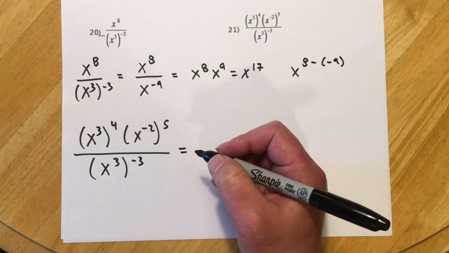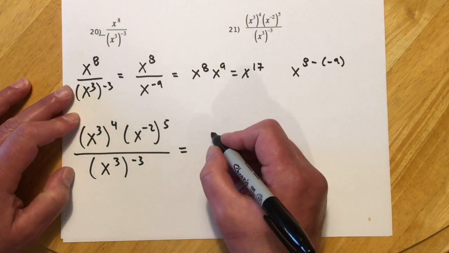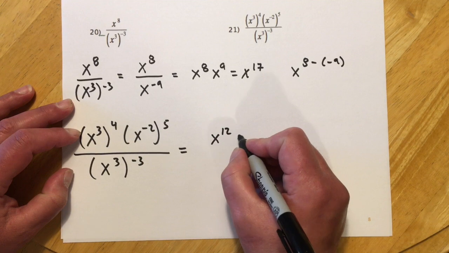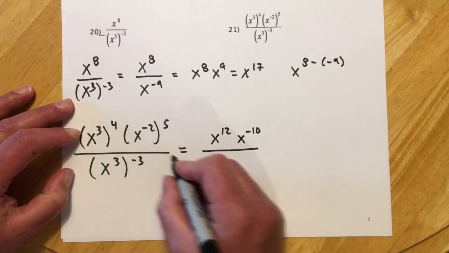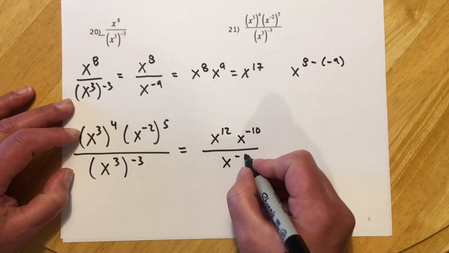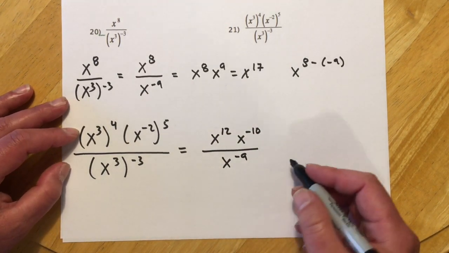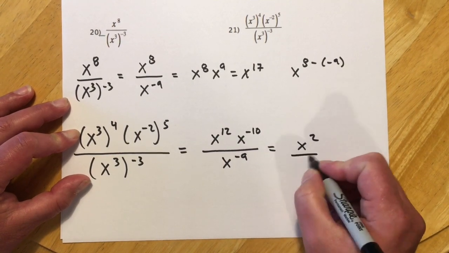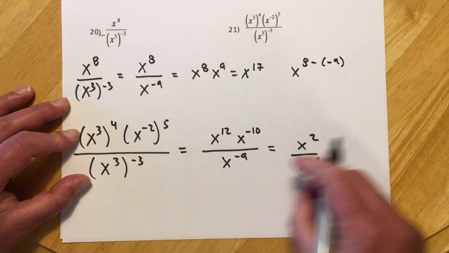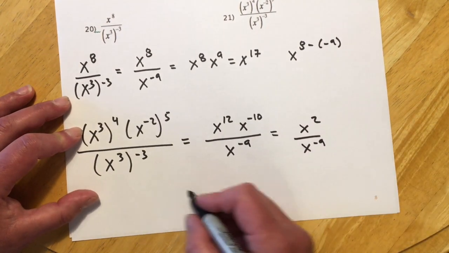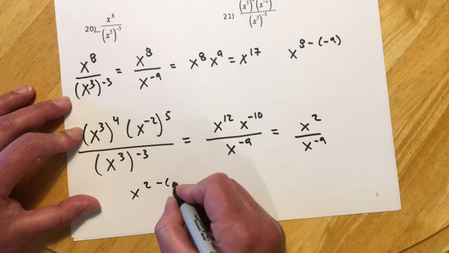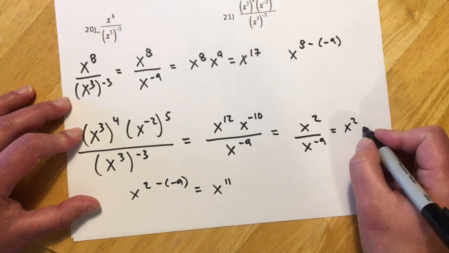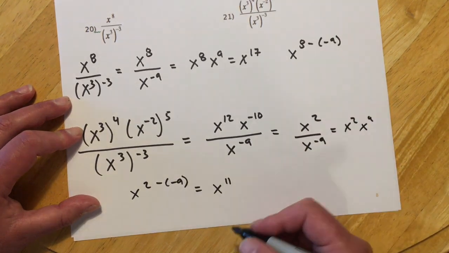Number 21, I'm just going to multiply all of these and see where that gets us. So this will be x to the 12th. And let's see, negative 2 times 5, so that's x to the negative 10, and over x to the negative 9. So I could do a couple of things. I'd probably put those together and make that x squared over x to the negative 9. I could bring the negative 9 up in the same step, or I could think of it as subtraction, so 2 minus the negative 9, and get x to the 11th that way. Or like I said, I could think of it as this, and then same x to the 11th.